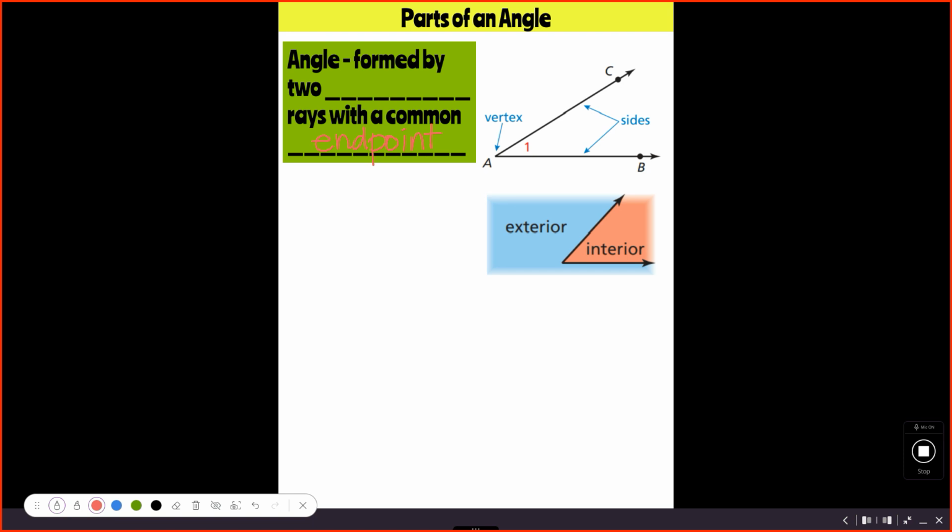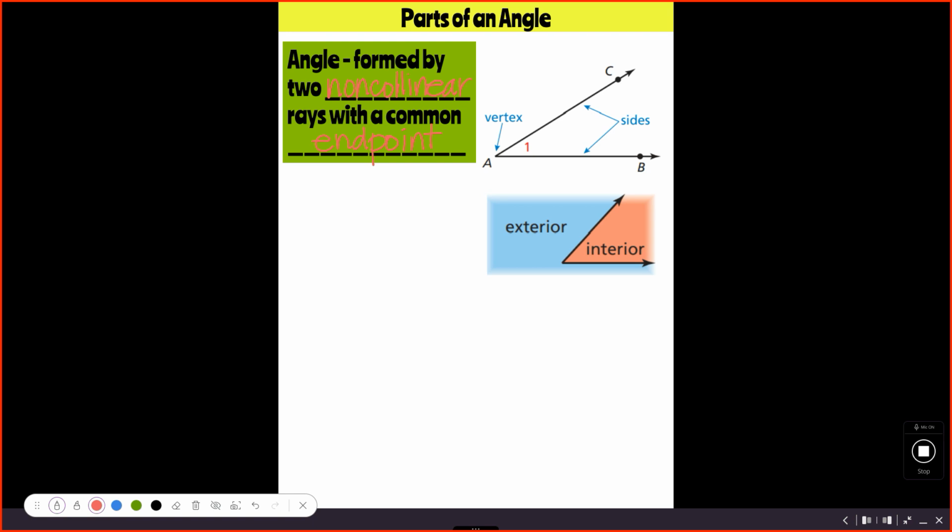But the blank rays, they have endpoints in common, which is point A, right? And then what else can we say about the rays? So they can form sides of an angle. Are they forming a straight line? Let's decide on that. No. So what do you call rays that don't form a straight line? Non-collinear. Very good.